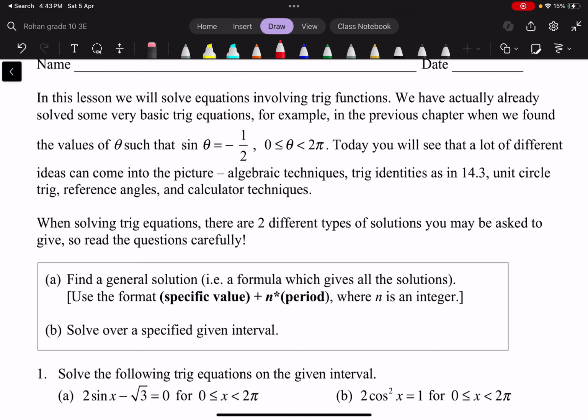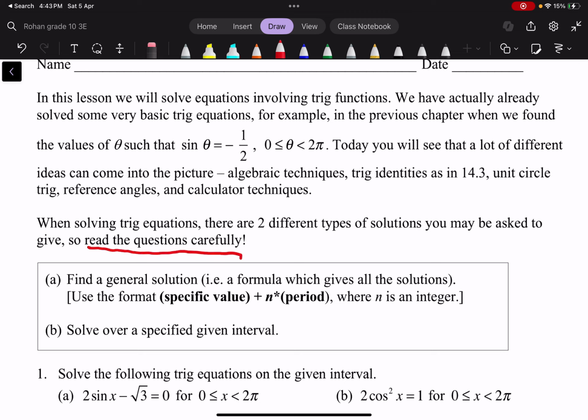When solving a trig equation, there are two different types of solutions you may be asked to give. Read the question carefully. Now this is very important. Many teachers also, I also miss out sometimes reading questions carefully, so you lose marks, you don't write the final answer. Yeah, I do that a lot.